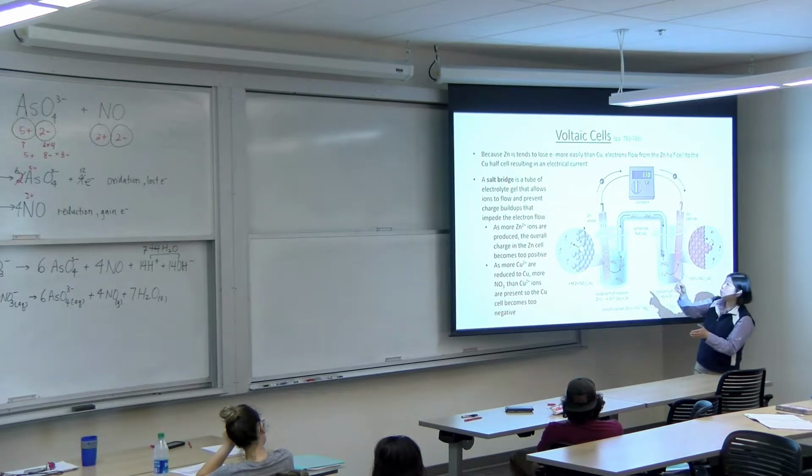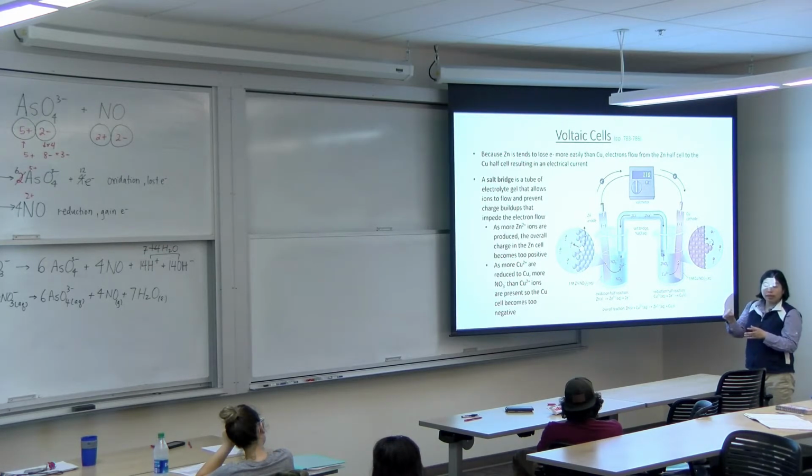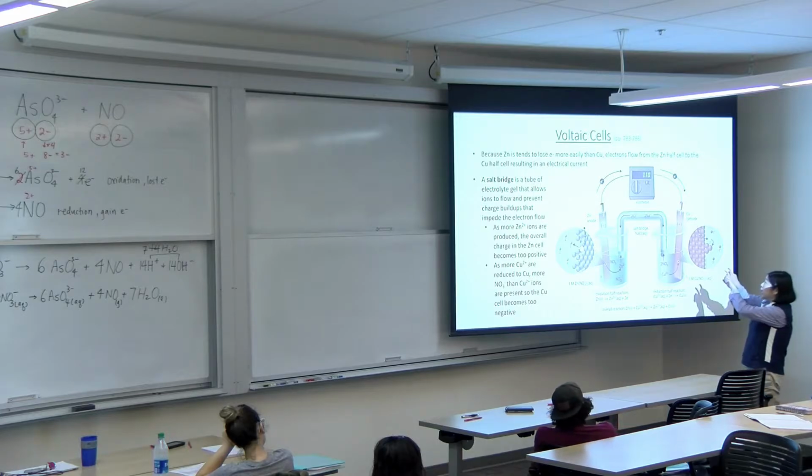Okay? So the salt bridge is a tube of electrolyte gel. Usually you just take, like if you're making jello, you mix gelatin, right? So you have gelatin or agar, and you mix it together with your NaCl. And then as it solidifies inside the tube, you get this gel with NaCl inside. Okay? And the ions will flow in the direction as needed to prevent the buildup of charge.